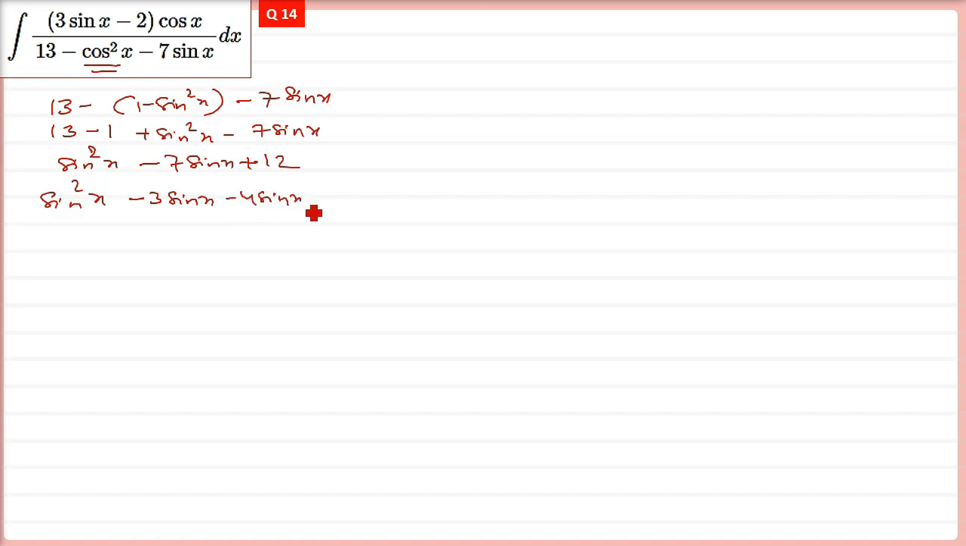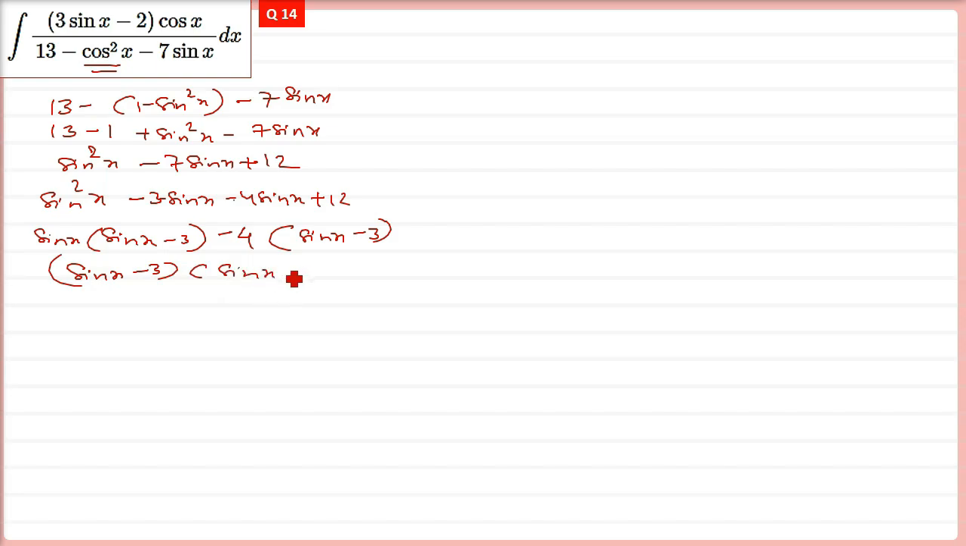Negative 7 sin x can be written as negative 3 sin x minus 4 sin x, because it's negative 7 sin x only. Take sin x common, it will be sin x minus 3. Now take negative 4 common from here. When you take negative 4 common, it will be sin x minus 3 inside. So the two factors or terms which have come are sin x minus 3 and sin x minus 4. So basically the denominator, we started with a certain thing and now we have come to the factors. That's what we wanted.